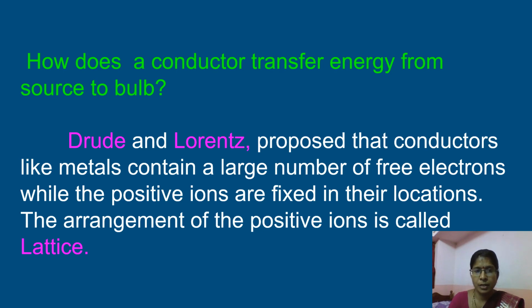They proposed that conductors like metals contain a large number of free electrons, and these electrons move rapidly, whereas the positive ions are fixed in their locations. So these two scientists proposed that conductors which can conduct a charge have a large number of free electrons which can move, whereas the positive ions present are fixed in their locations. This arrangement of the positive ions is called a lattice.